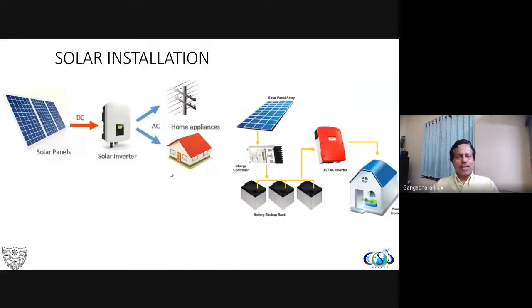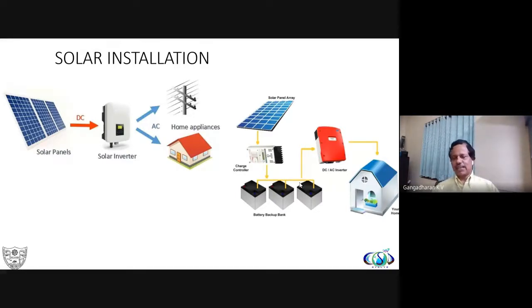Just have a look at the kind of diagrams I have shown. We had a set of solar panels giving a DC voltage output, connected to a solar inverter. The solar inverter can be directly connected to the grid, or given to the home, or given to a storage system, a battery backup.